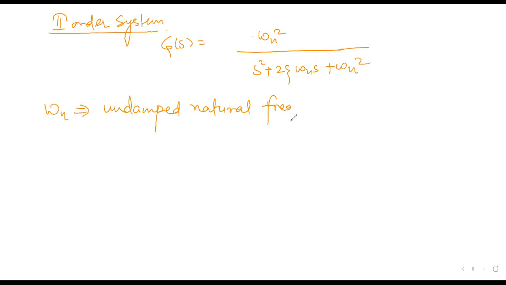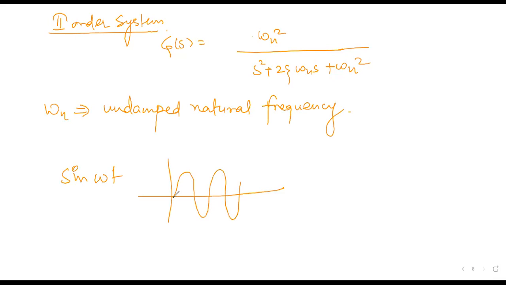What is undamped natural frequency? Suppose you have sine omega t. So your graph looks like this, right? So there is no damping. What do you mean by damping? If you see here, there are many oscillations, they are jumping up and down. We call them oscillations.